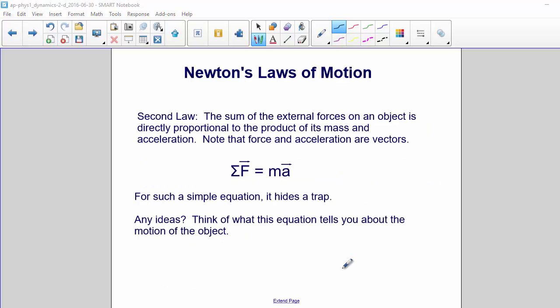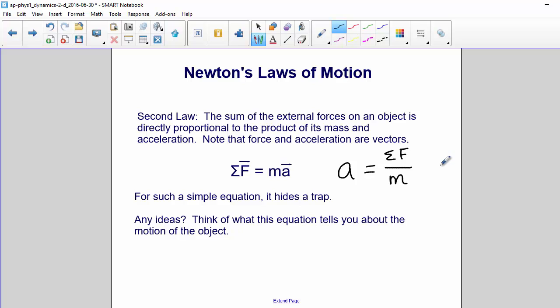Newton's second law states that the sum of the external forces on an object is directly proportional to the product of its mass and acceleration. Note that the force and acceleration are vectors. That is written sigma F equals ma. Another way to write it is a equals sigma F over m. This way clearly shows that the acceleration is determined by both the force and the mass.